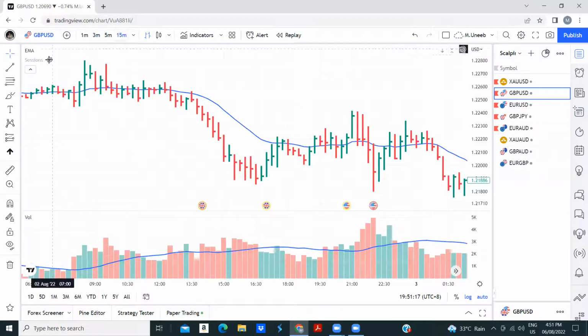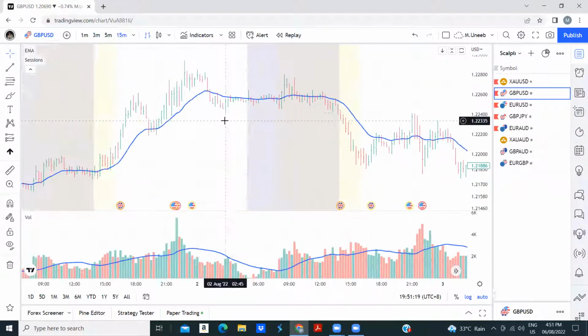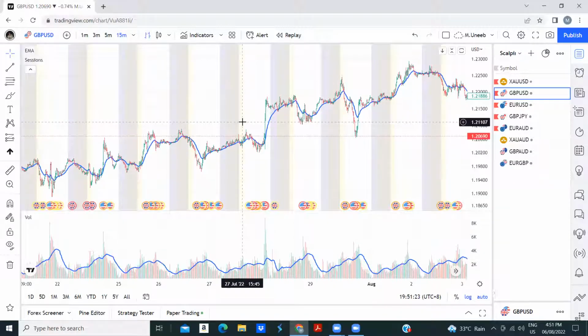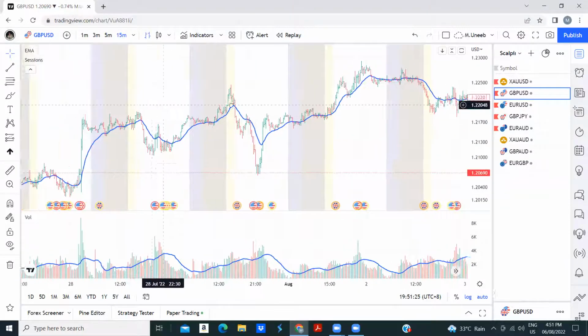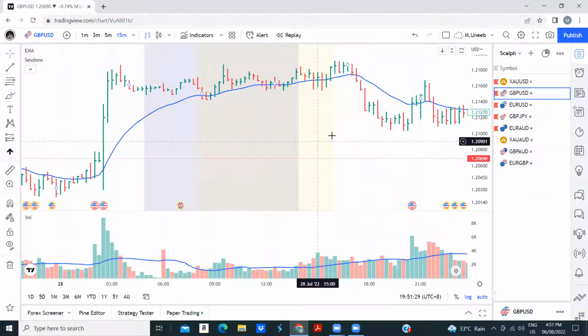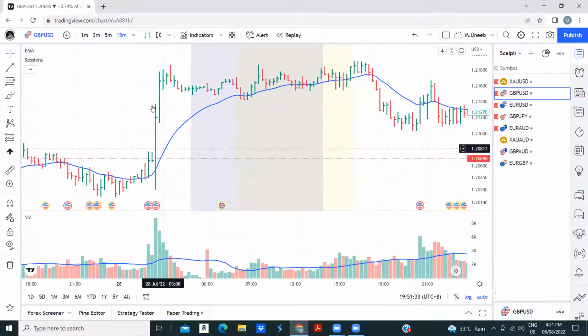Okay, 15 minutes. Let's see if we can go for another session now. 27 July, let's go. This one here. A huge bar up. Okay, and then the price is doing what? The price enters right over here.